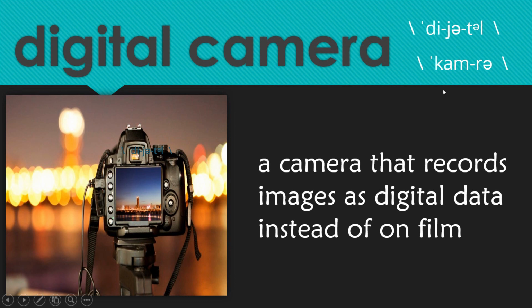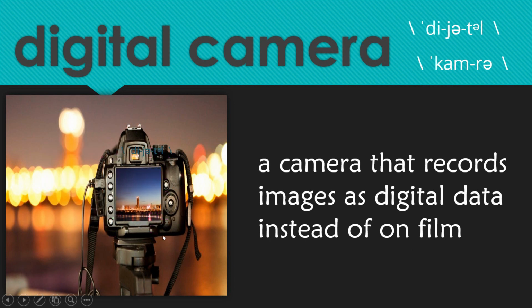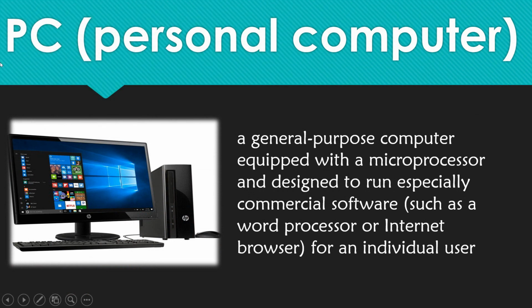Alright, next we have digital camera. Okay, we say digital camera. So what is a digital camera? A digital camera is a camera that records images as digital data instead of on film. So we don't use film anymore, but instead we use an SD card for getting the data. Okay, spell the word digital. D-I-G-I-T-A-L, digital. Camera, C-A-M-E-R-A, camera, digital camera.